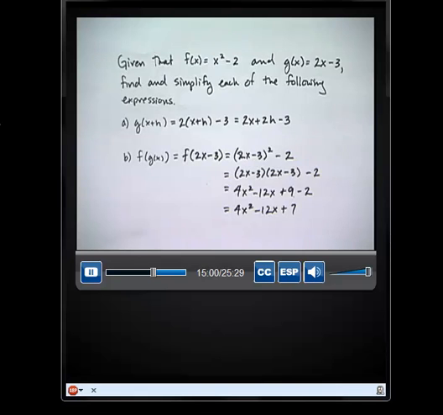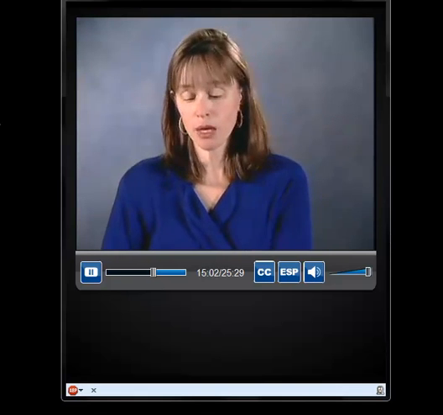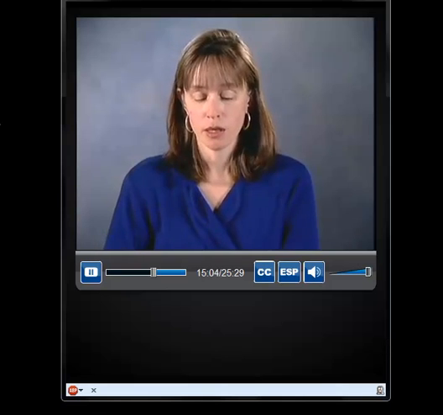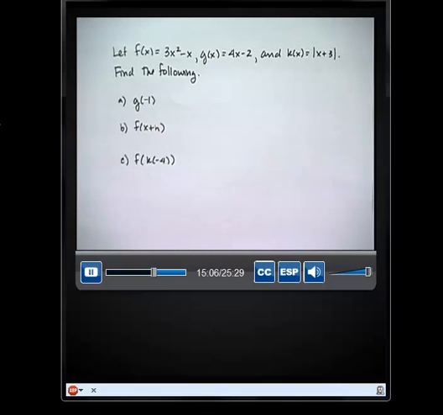Well, now it's your turn to try a problem. Here's what I'd like you to try. Let f of x be 3x squared minus x, g of x be 4x minus 2, and k of x equal the absolute value of x plus 3. Find the following. Find g of negative 1, find f of x plus h, and find f of k of negative 4. Pause the video and try this problem and then restart it when you're ready to check your work.